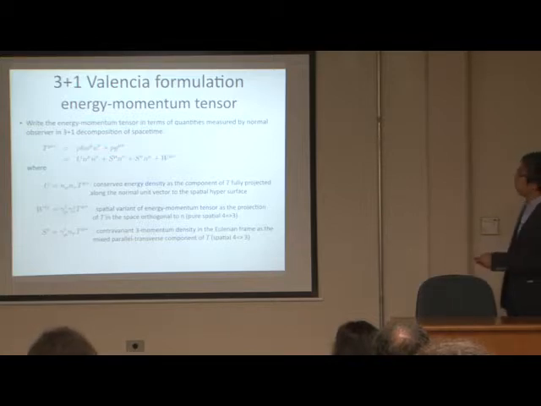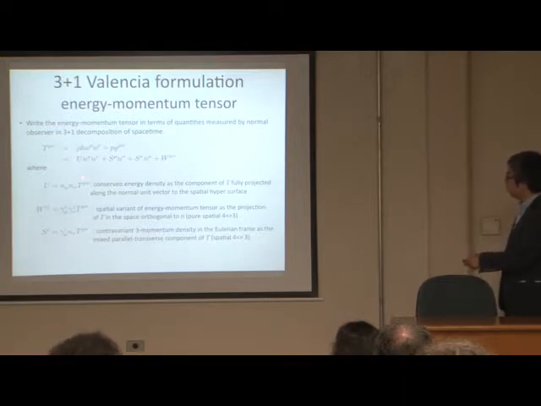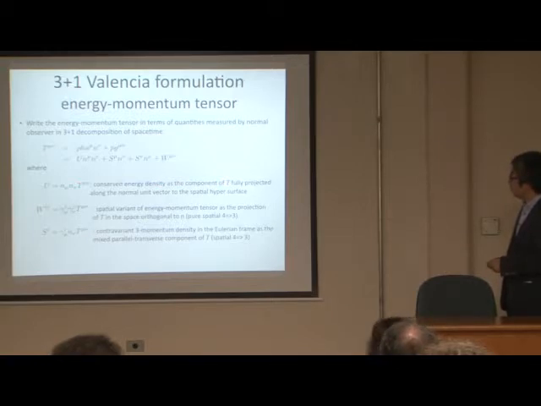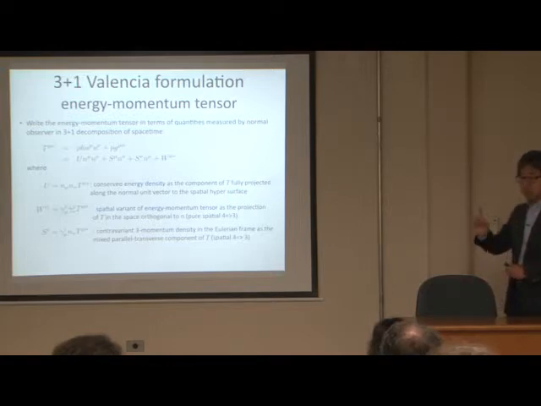Then we try to rewrite this, which has 4 components: the U, S, and W components. So U is twice the projection with the normal unit vector of the energy momentum tensor. This is the conserved energy density as a component of the energy momentum tensor, fully projected along the normal unit vector to the spatial hypersurface. It means the fully time component.